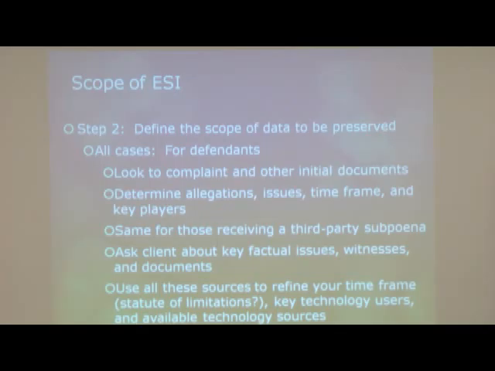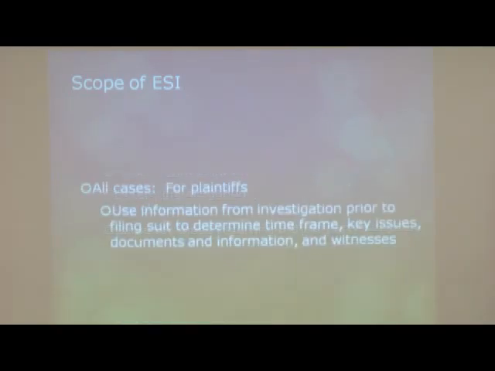For example, is there a statute of limitations? Key technology users and available technology sources. For all cases, plaintiffs, use the information from your investigation prior to filing suit to determine your time frame, your key issues, your documents and information, and your witnesses.